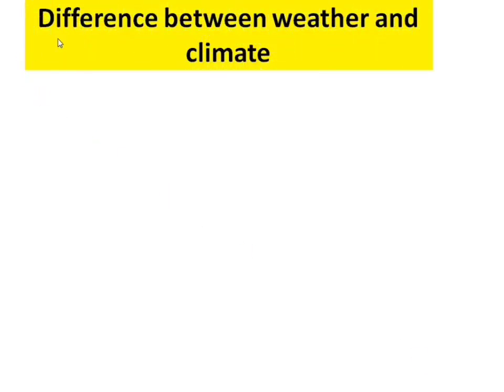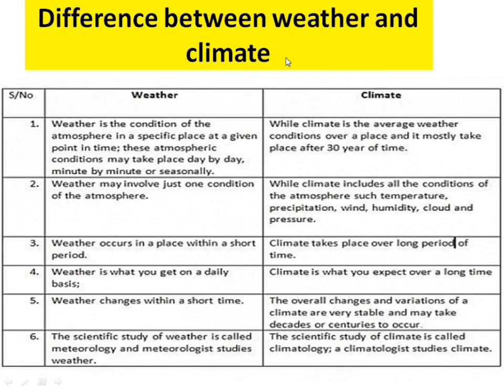Moving on to the topic of the difference between weather and climate. We have discussed weather and climate also. So weather is the condition of the atmosphere in a specific place at a given point in time. These atmospheric conditions may change day by day, minute by minute or seasonally.